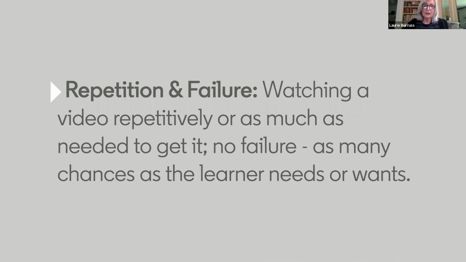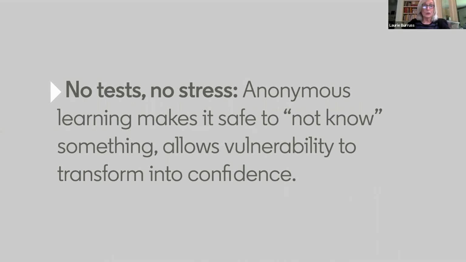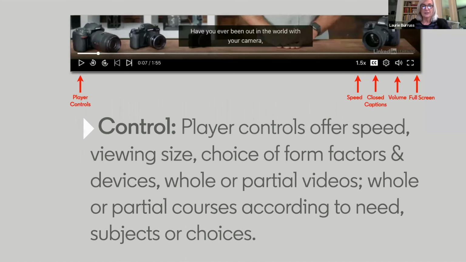Repetition and failure. Watching a video repetitively or as much as you need to get it. There's no failure here. You get as many chances as the learner needs or wants. There's no trust, there's no stress. It's anonymous learning. It makes it safe to not know. It makes it safe to fail. It makes it safe to watch it as many times as you need to. It allows the student to be vulnerable and to transform their vulnerability into confidence.